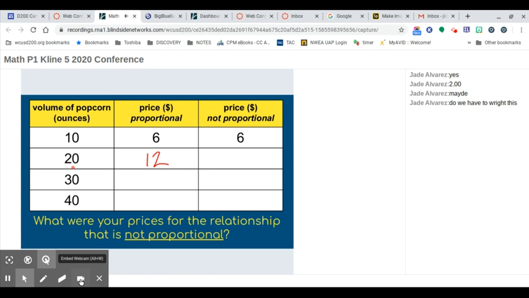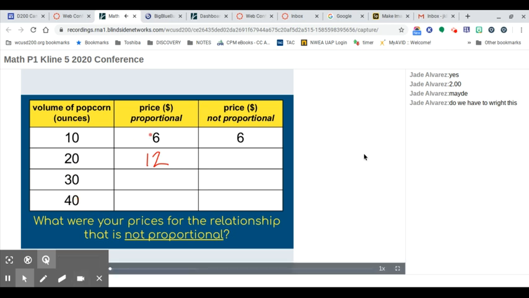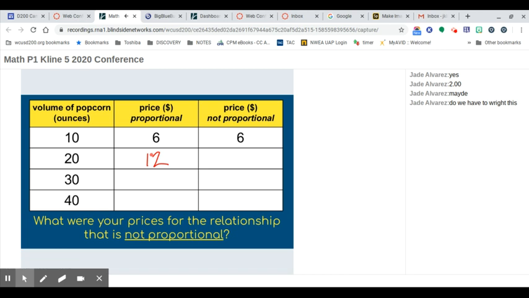If this is 10, 20, 30, 40, this will be 6, 12. What comes next? Jade, you only have to write it if you want to take notes. You don't have to. But I need to know what comes after 12. 6, 12, what will come next? All right, 18. Thank you, girls. You both answered me. And then what will come after 18? Perfect. You guys got it.